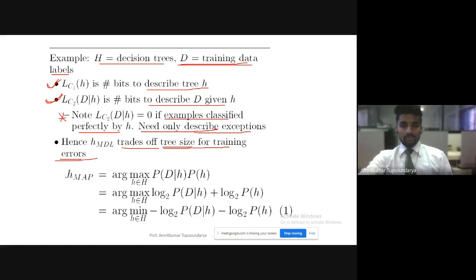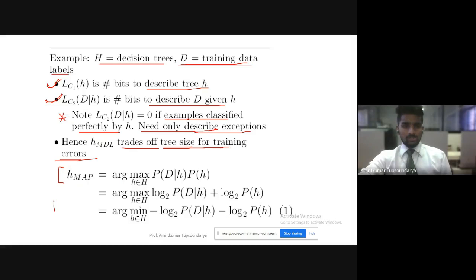So if I have to put these things in a formula, H MAP, which is nothing but the maximum a posteriori hypothesis, is equal to argmax of the probability of D given H, multiplied by the prior probability, which is P of H, the probability of the hypothesis H. And when you apply the log on both sides, the value that we get is argmin of negative log to base 2 of P of D given H, and again negative, that is subtracting the logarithmic value of the prior probability, which is P of H.